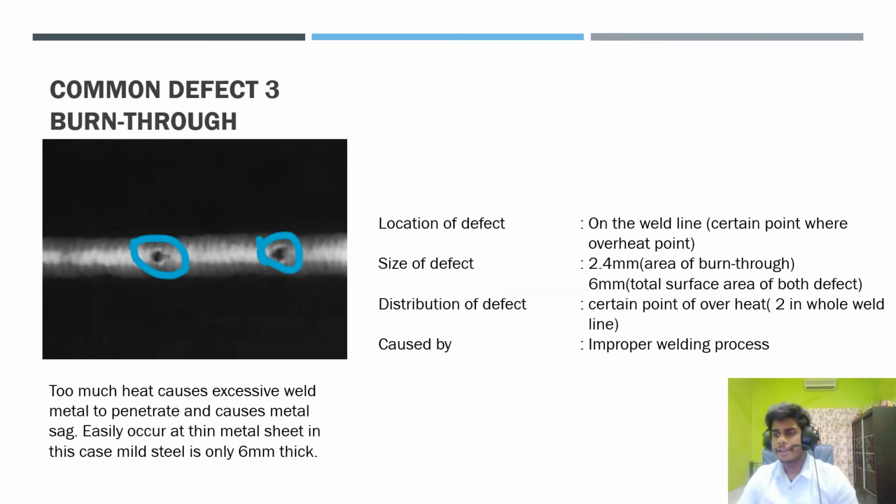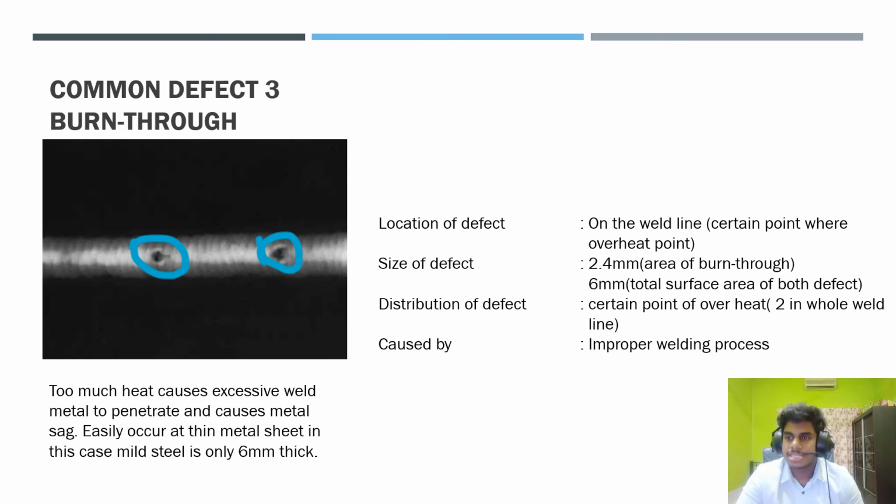Common defect number 3. So common defect number 3 is the burn through, where there's so much excessive heat at a specific focus point, and this causes the metal to be penetrated and also sag. So as a weld joint, a smooth weld joint, you can realize that there is metal weld sag at a certain point, and this easily occurs in gas metal arc welding, and also because this mild steel is only 6 millimeter thick, it is very much possible to occur.